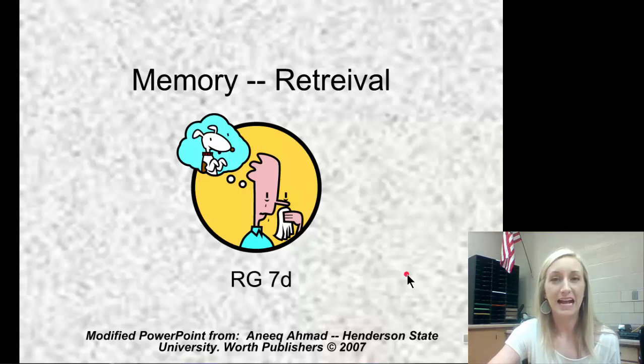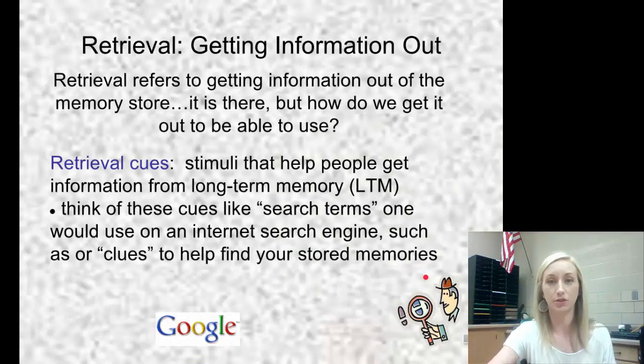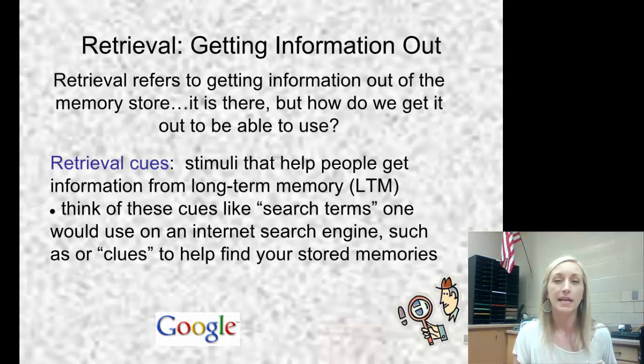Now we're going to talk about the last stage of memory. So we did encoding, we did storage. Now let's talk about retrieval. And this is the getting of information out of storage. Retrieval refers to getting information out of memory store. It is there, but how do we get it out to be able to use it?